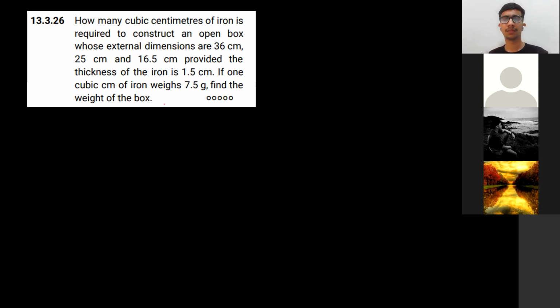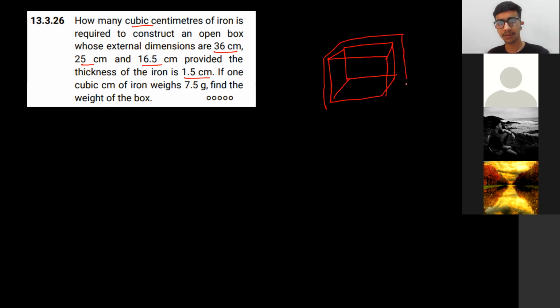I know what's given, but I don't know how to approach it. Okay. So basically we have a cubic centimeter. How many cubic centimeters of iron is required to construct an open box whose external dimensions are this, this, and this, provided that the thickness of the iron is this. So basically we have two boxes. This is one of the boxes, and we have a thick layer of this. I mean, there is a coat, something like this.